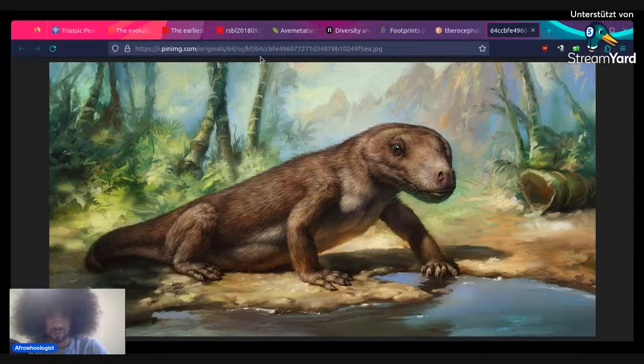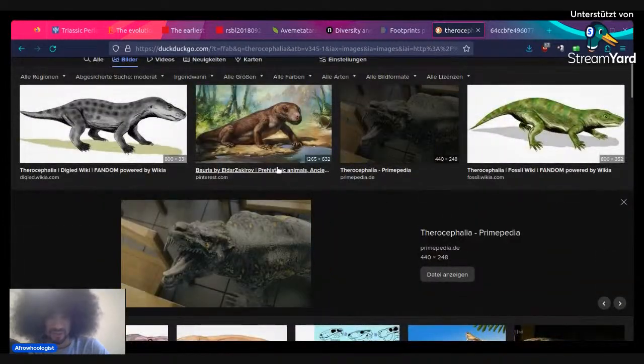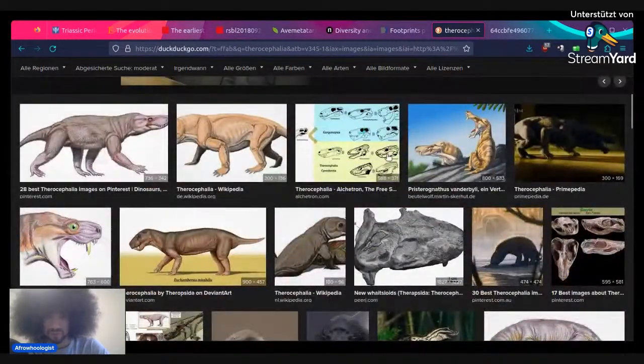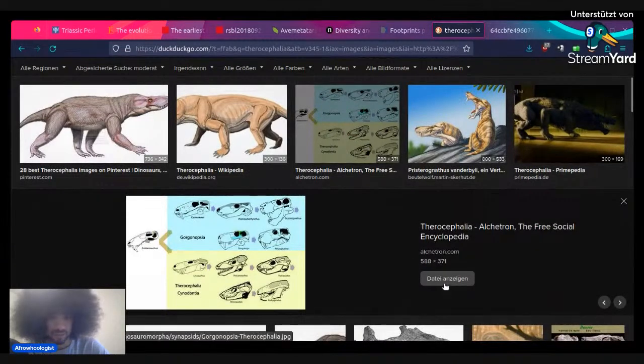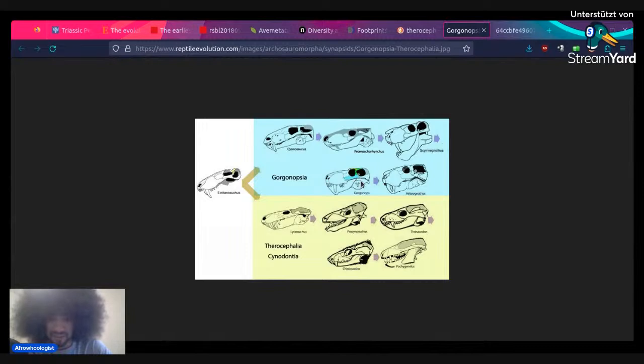So therocephalians were incredibly diverse. Even after the end-Permian mass extinction event, they still represented a fairly dominant group of organisms that occupied niches from generalist scavengers all the way down to sort of squirrel-like, almost marten-esque creatures. And here we see the therocephalian. So this is a good one.